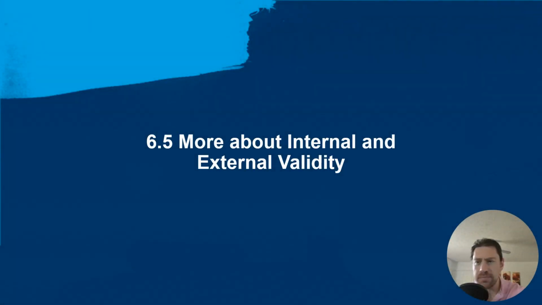All right, so this is section 5 of chapter 6, and in this section we'll discuss other topics related to internal and external validity, such as balancing internal and external validity, artifacts, and the presence of exaggerated variables.